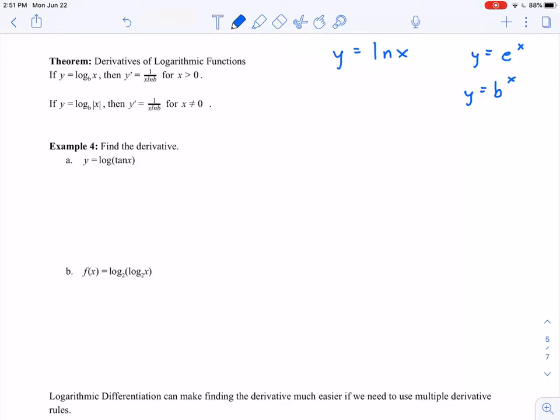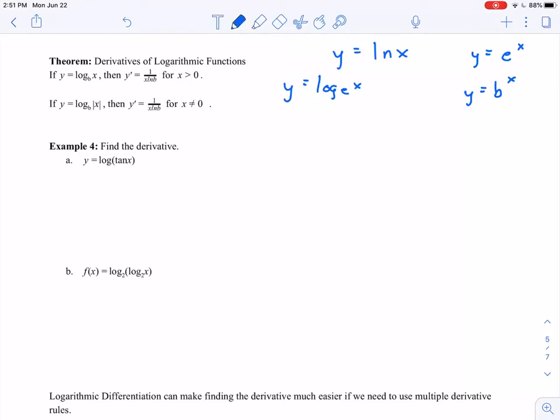Now, when we're working with y equals natural log of x, we actually do have a logarithm here. This is y equals log base e of x, right? These two expressions say exactly the same thing. We just never really write y equals log base e of x. We always write y equals natural log of x.